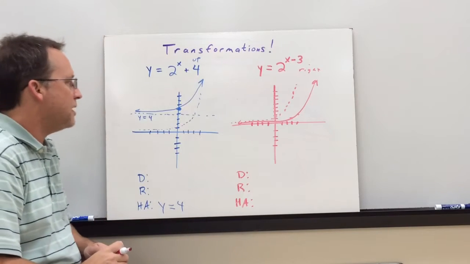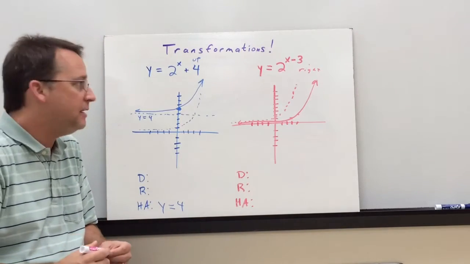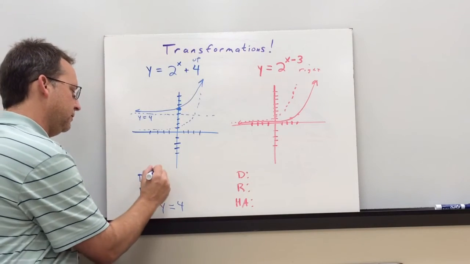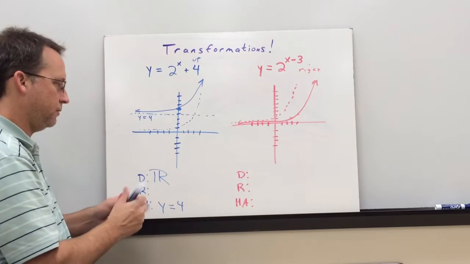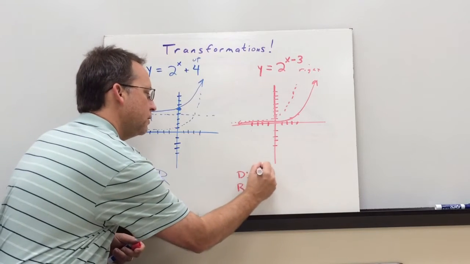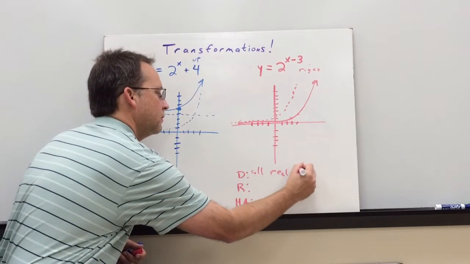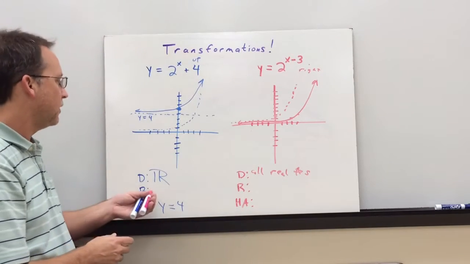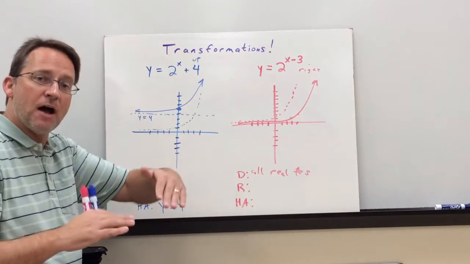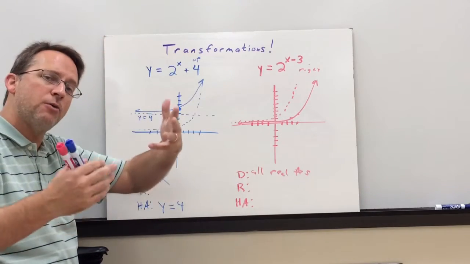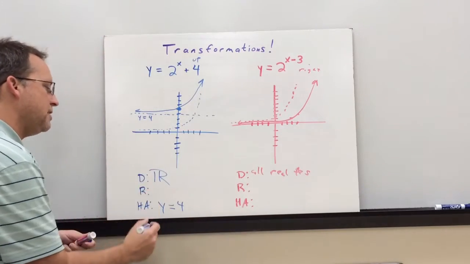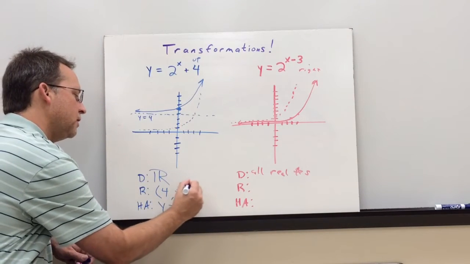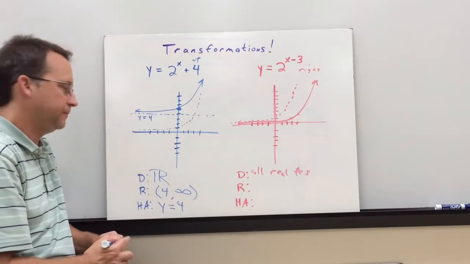Didn't talk about domain and range in either one of these yet. Your domain for any exponential function is all real numbers. Negative infinity to infinity for any exponential function. Your range, that's your y value, so if you're moving the graph up or down, you're going to affect your range as well. So your range here has moved up 4. We can only go the open interval from 4 to infinity.